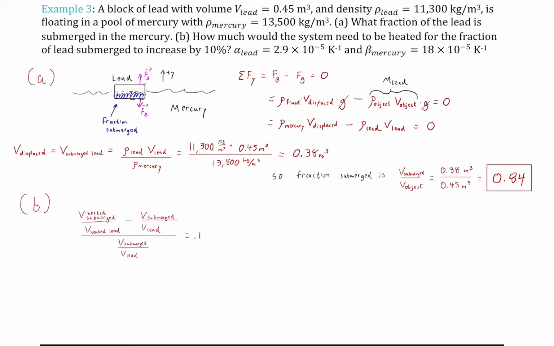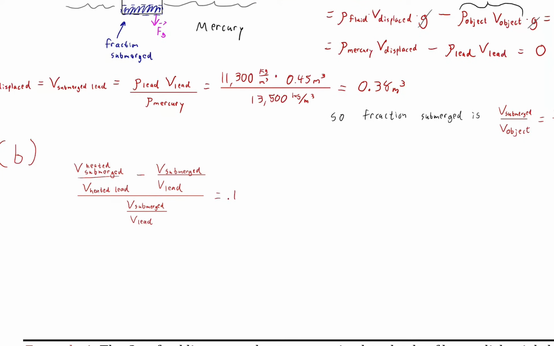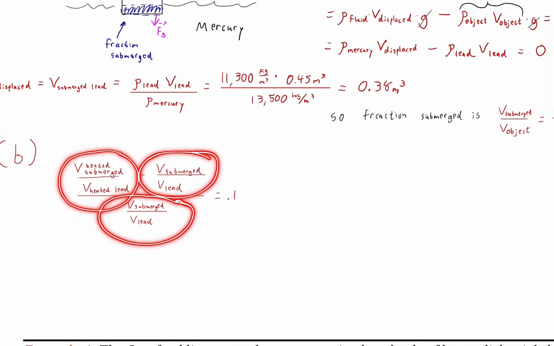All right, so in part B, I'm going to set it up right away as a percent difference formula, okay? And it's nice because I can just carry through in a single formula, but it's kind of complex as an upfront step. So the idea here is I have the volume of heated submerged over the volume of heated lead minus the volume of submerged over volume of lead divided by the volume submerged over volume lead equals 0.1, right? So why is that? Well, because this is the new ratio minus the original ratio divided by the original ratio. Well, that's a percent difference. That's the formula for percent difference.